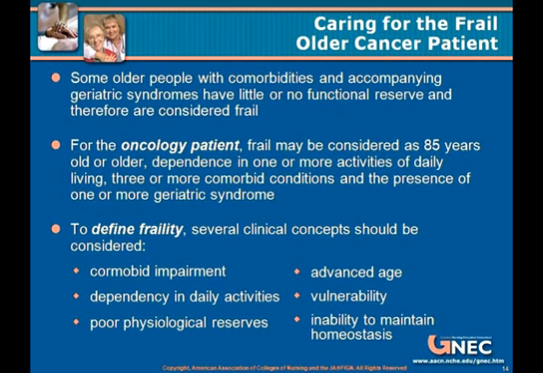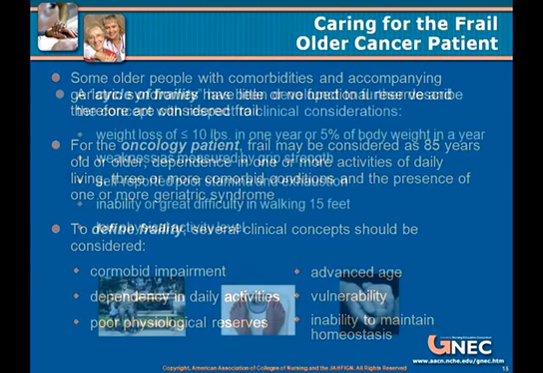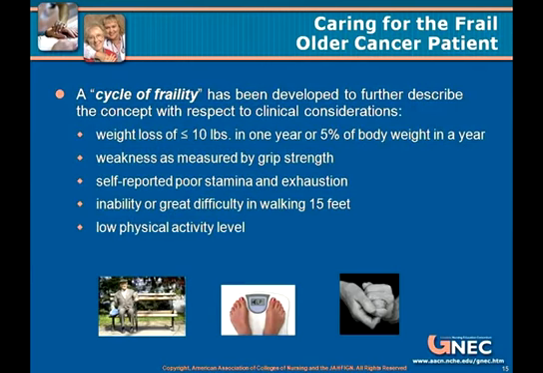Frailty is defined in many ways. Fried et al. at Johns Hopkins defined frailty as a series of physical benchmarks, such as weight loss equal to or less than 10 pounds in 1 year, weakness as measured by grip strength, self-reported poor stamina and exhaustion, inability to walk a great distance, as well as a reported low physical activity level. These create the picture of the more frail older adult.